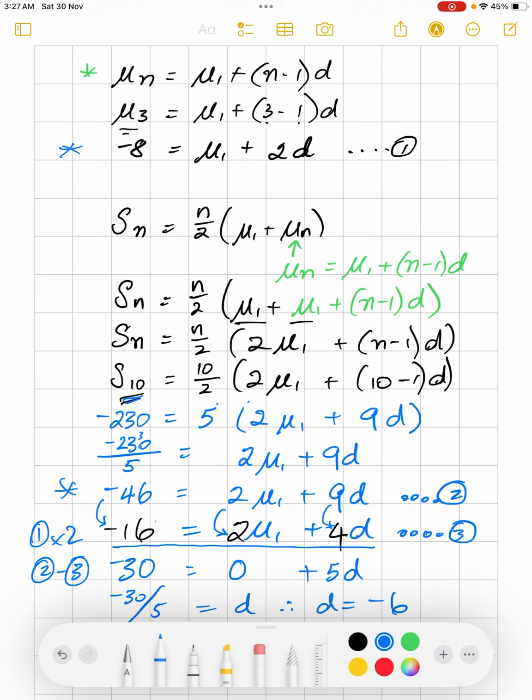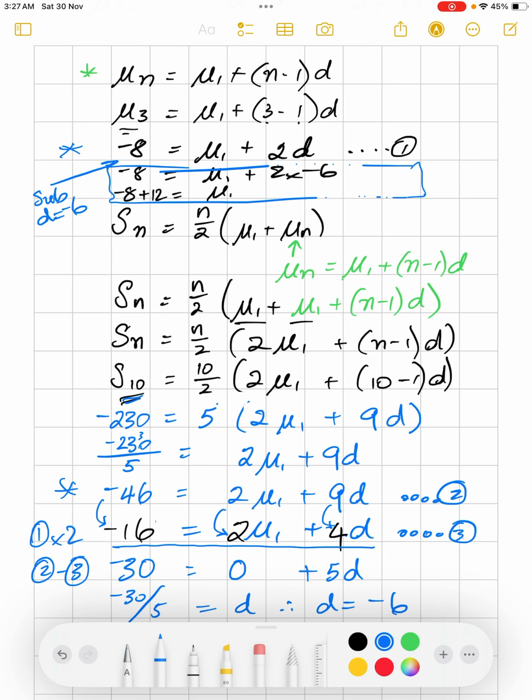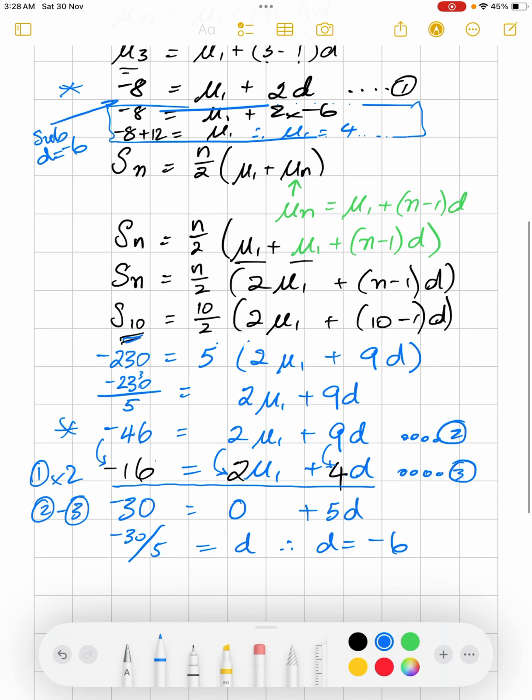Now, if d is equal to negative 6, we can go up here and substitute d equals negative 6 in that equation. And we can find out that u1 is, that's negative 12. Bring that over here to be plus 12. Therefore, u1 is equal to 4. So in answer to part A, find the first term, the first term is 4.